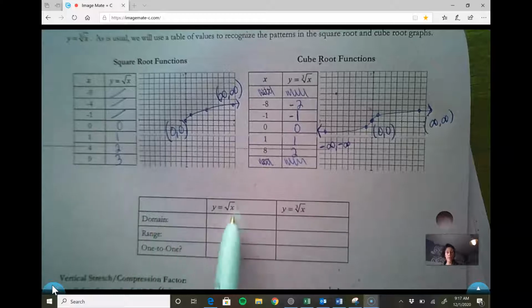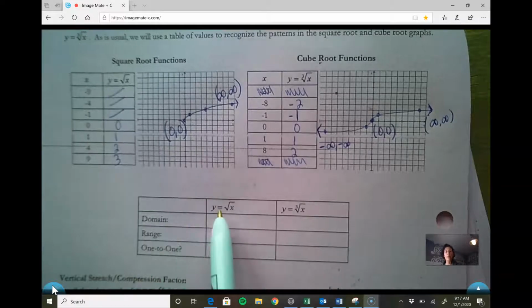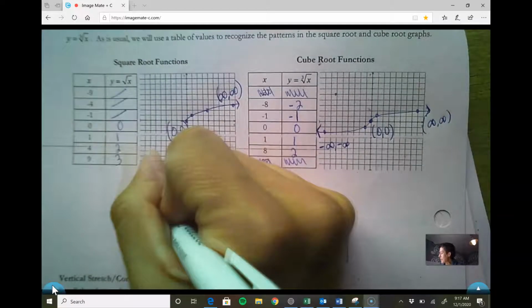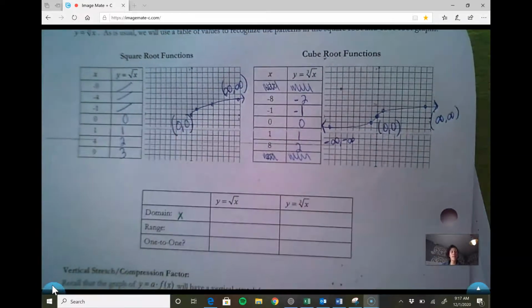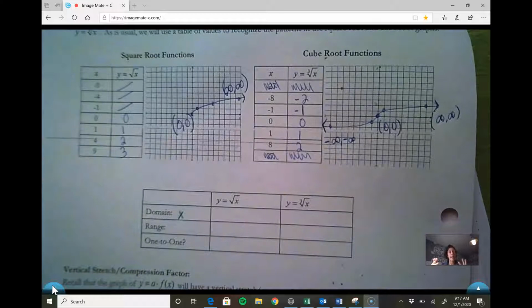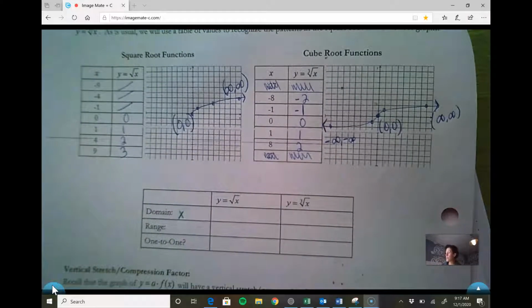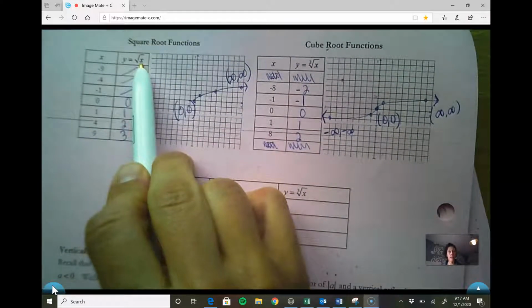Let's start with our square root function. What's our domain? So remember, domain is the x values. And because it's a square root function, you're going to see that we're going to have a much more limited domain because we can't take the square root of a negative number.